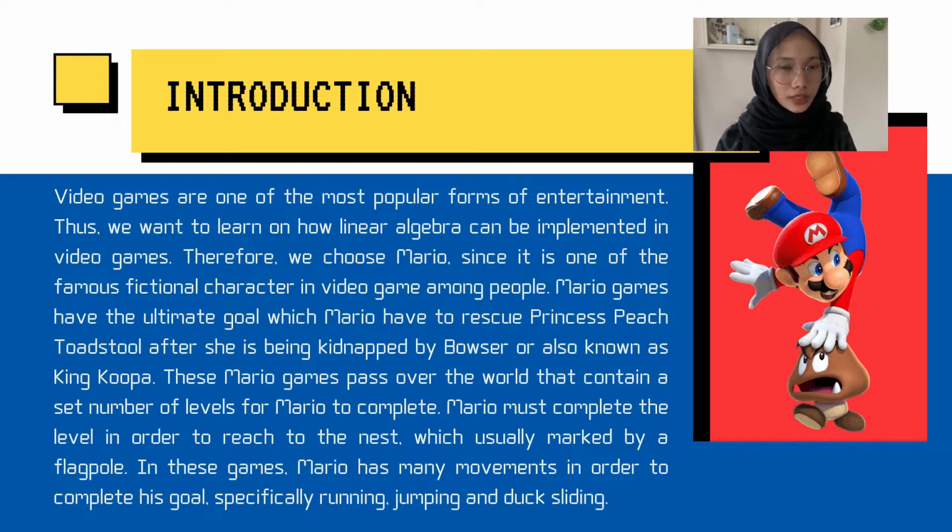Mario games have an ultimate goal, which is that Mario has to rescue Princess Peach after she is kidnapped by King Koopa. These Mario games pass over a world that contains a number of levels for Mario to complete. Mario must complete the level in order to reach the end, which is usually marked by a flagpole. In these games, Mario has many movements in order to complete his goal, specifically running, jumping, and duck sliding.